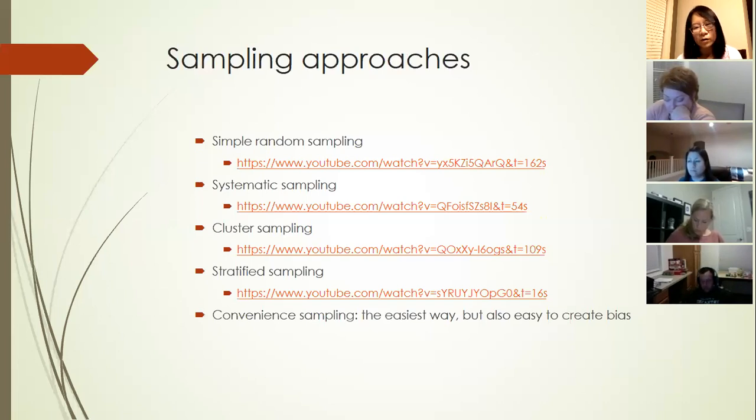And convenience sampling is the easiest way, because it's whatever is the easiest way for you to collect data, you use that approach. So you go to the street at a certain time and ask every passenger that walks by the question and collect data, because that's more convenient for you. That's called convenience sampling. Okay.